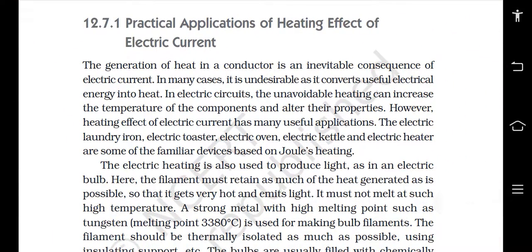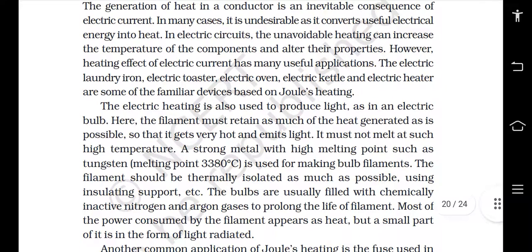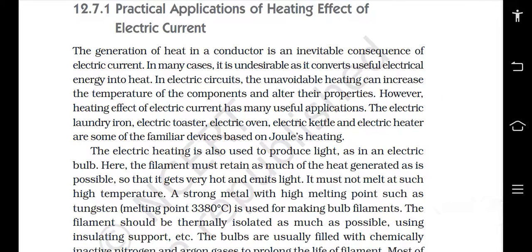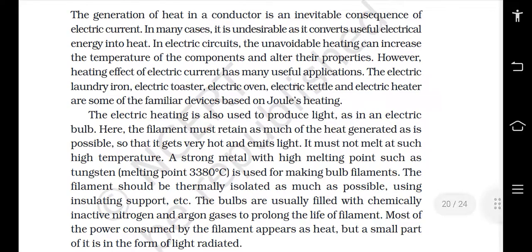Practical applications of the heating effect of electric current. In our daily use, we are using electricity for different purposes. The heating effect is also something we use. Some examples of using Joule's law of heating are the electric toaster, electric oven, electric kettle, and electric heater.